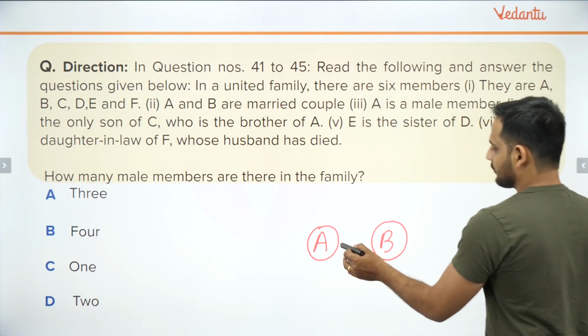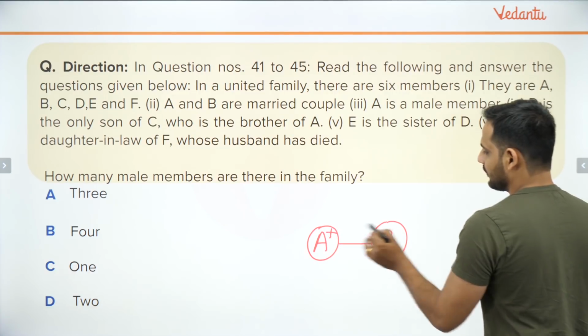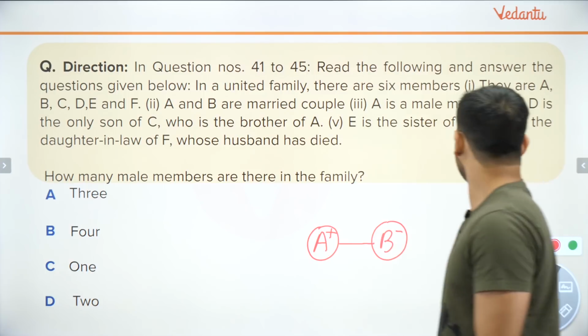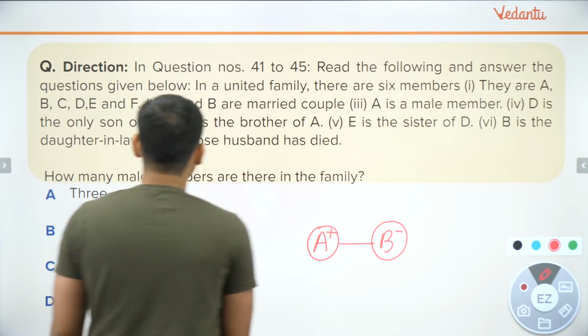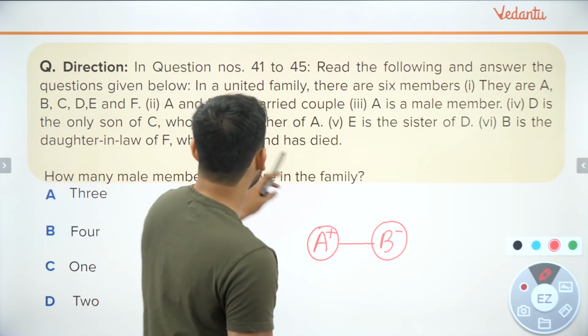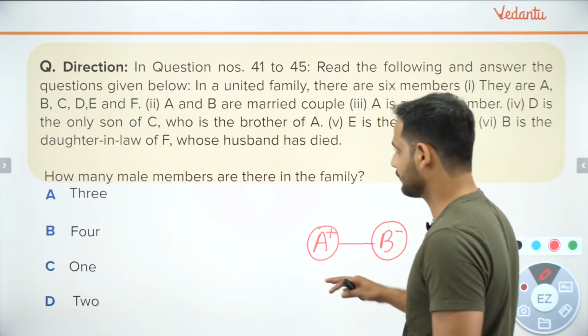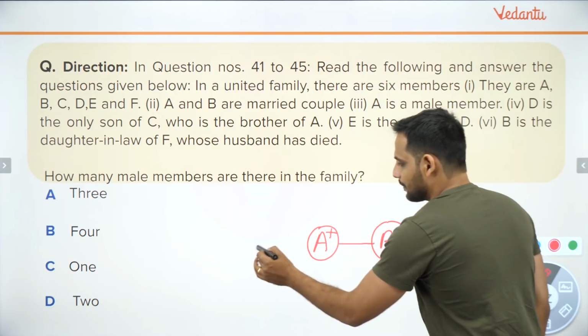A is a male member. For male, I have taught you that we will mark positive. So B is negative, B is female, right? Now, D is the only son of C, who is the brother of A. That means D is the son of C and C is the brother of A. So the brother part, bacho, you will write here.